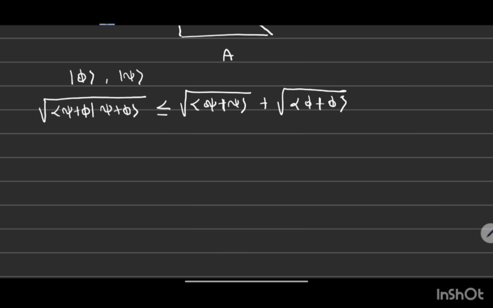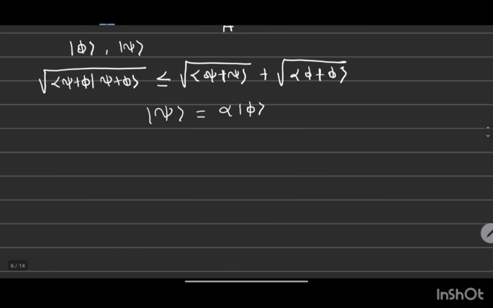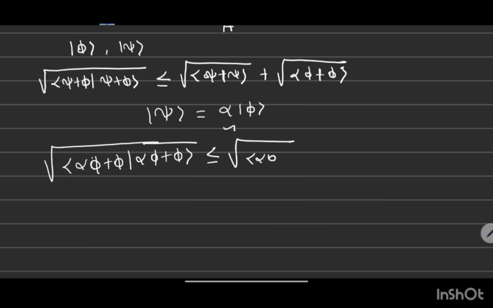Suppose this inequality breaks. What does that mean? I can somehow express psi as some constant times phi. That means the two become linearly dependent. What one can do is substitute this here. I assume that alpha is a real and positive quantity, so wherever psi comes, write alpha times phi. In the square root, psi is alpha times phi, plus phi: the square root of the inner product of alpha phi plus phi with itself, is less than or equal to the root of alpha times phi plus the root of phi.